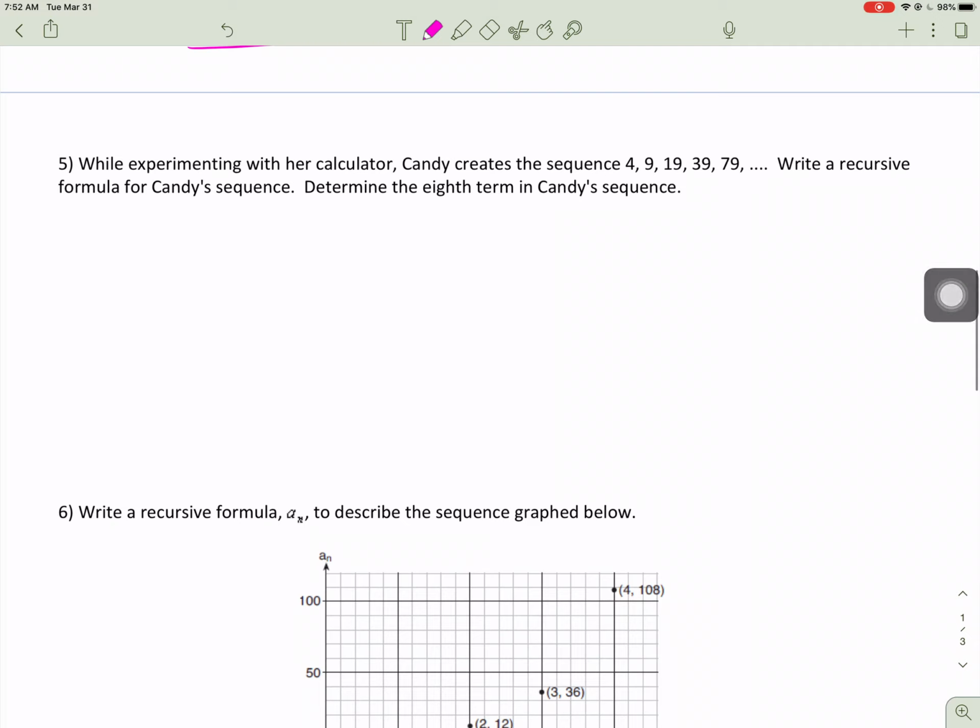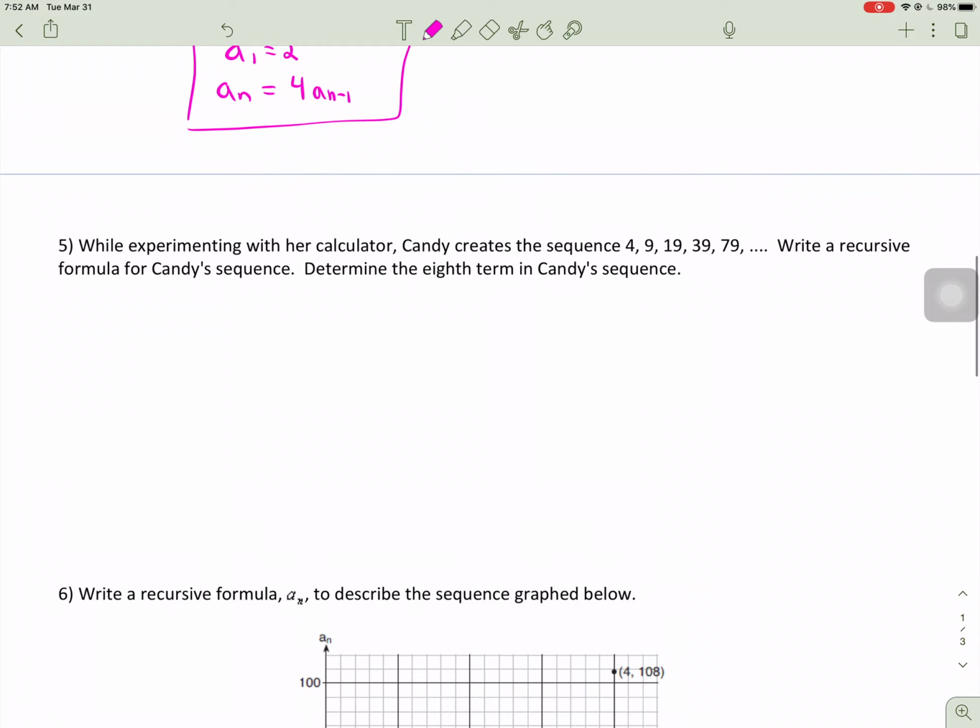While experimenting with your calculator, Candy creates a sequence 4, 9, 19, 39, 79. Write a recursive formula for Candy's sequence. Determine the 8th term in the sequence. Well, this is interesting. Let's see. It's not times anything. It's not add 5. I think it's going to be take 4, double it, and then add 1. So that's 9 times 2 is 18 plus 1 is 19. 19 times 2 is 38 plus 1 is 39.